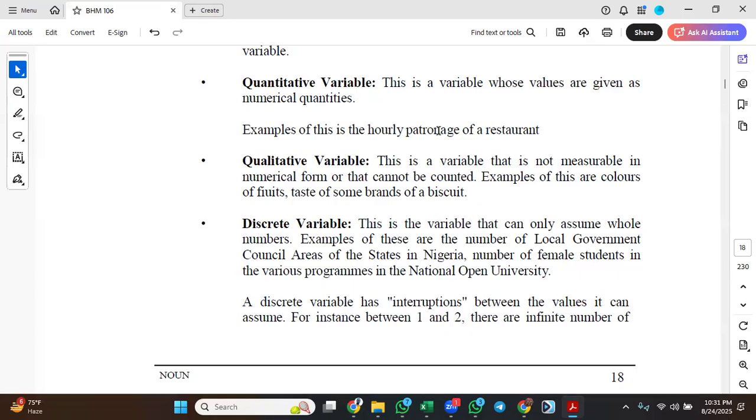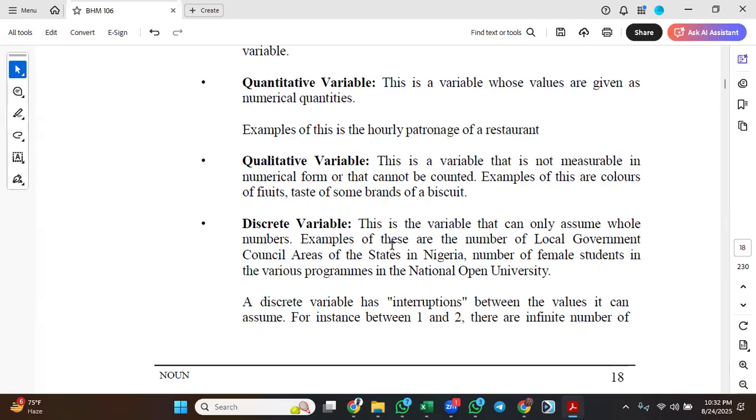A discrete variable can only assume whole numbers. A quantitative variable can assume any type of number, whether decimal, fraction, or whole number. So a quantitative variable can give birth to a discrete variable, but a discrete variable cannot give birth to a quantitative variable, because while one covers all types of numbers, the other is just one type of number. So I just tried to clarify something there.